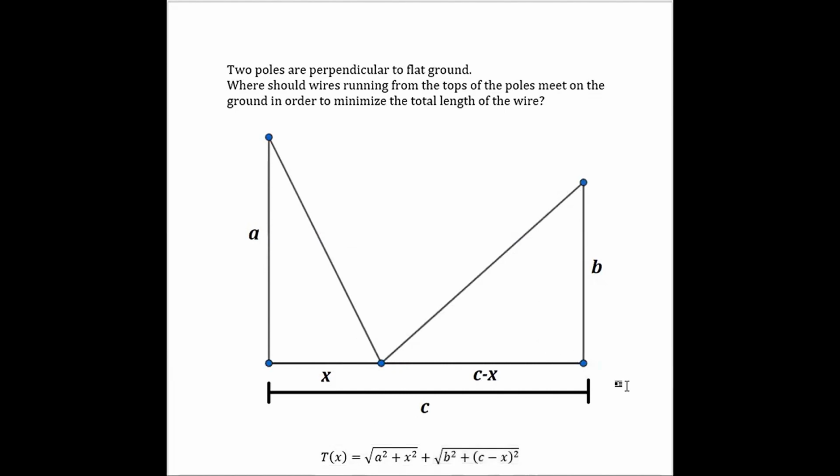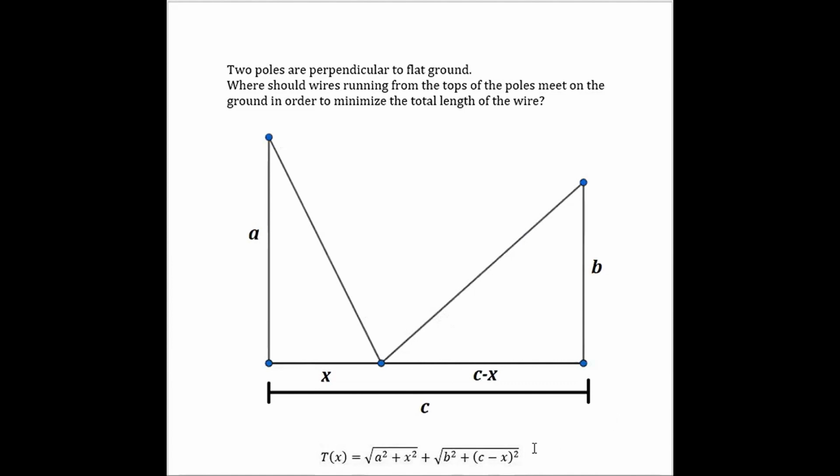This function is dependent on x. That total length will be continuous. Notice that a squared plus x squared and b squared plus c minus x, that quantity squared, will be greater than 0. Although x could be 0, we could have the wire going directly from the bottom of the pole with height A to the top of the pole with height B, or vice versa. We could have this so that x could be between 0 and c inclusive.